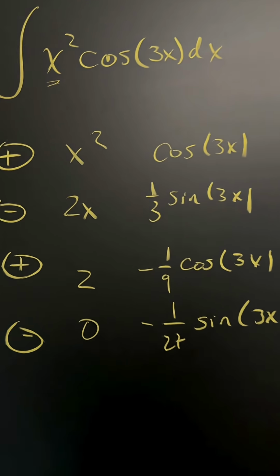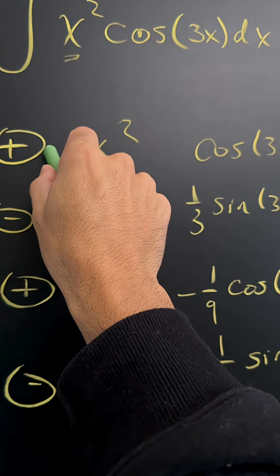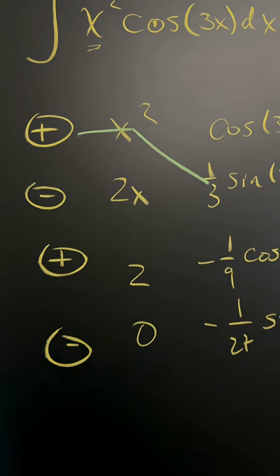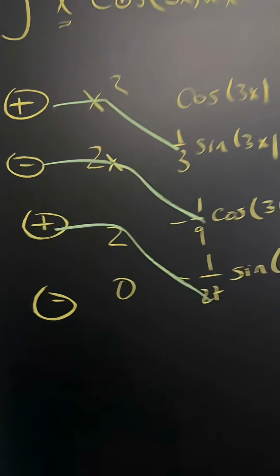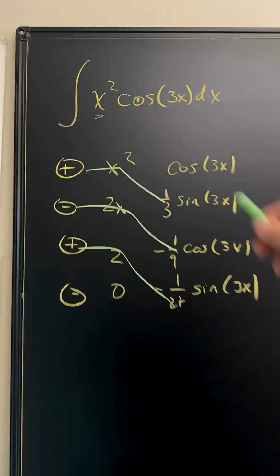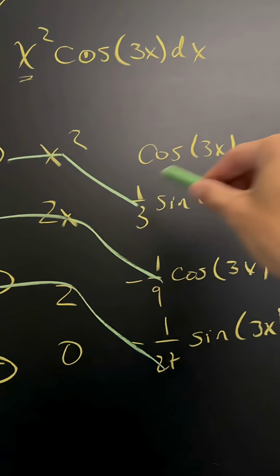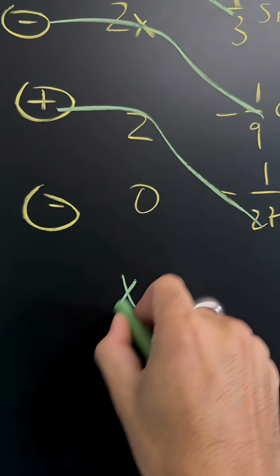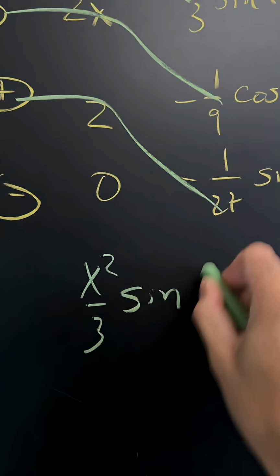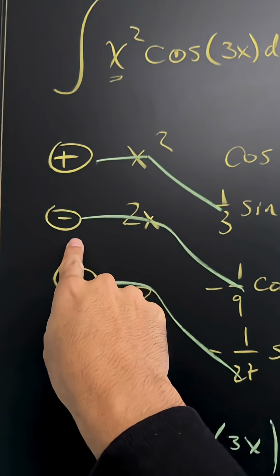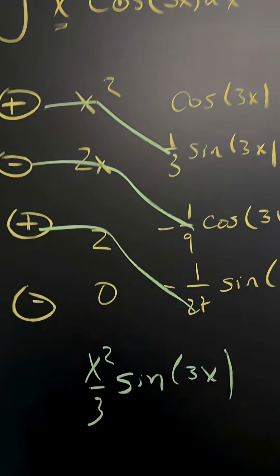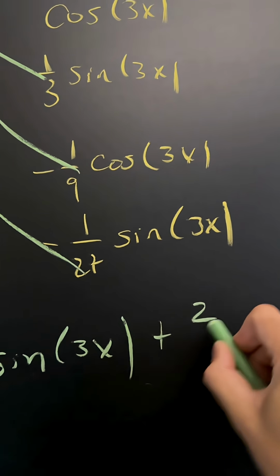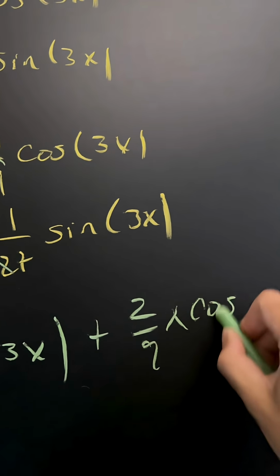And now to wrap up our answer, we're gonna start with the plus, and you're gonna go this way and then diagonal. So that's 1 tic-tac-toe. And our answer is gonna be the product of these values. So we have positive x squared times this value, so this will be x squared over 3 sine of 3x. And then we continue, we have -2x times -1/9. So this would actually be positive 2/9 x cosine of 3x.